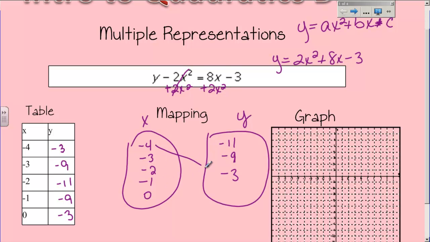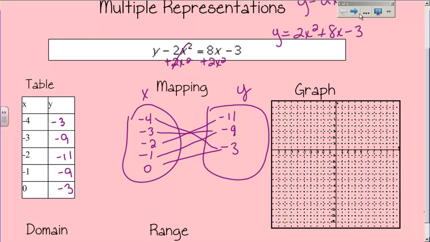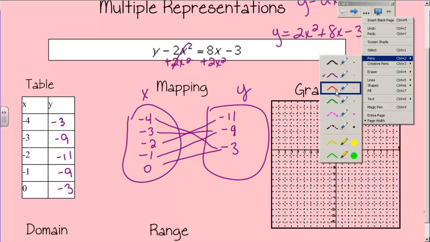The -4 meets up with the -3. -3 goes with -9. -2 with -11. -1 with -9. And 0 with -3. That's what my mapping would look like. Now, if I wanted to graph it, I would plot these points onto the graph, and I would connect them so that I had a pretty little graph.